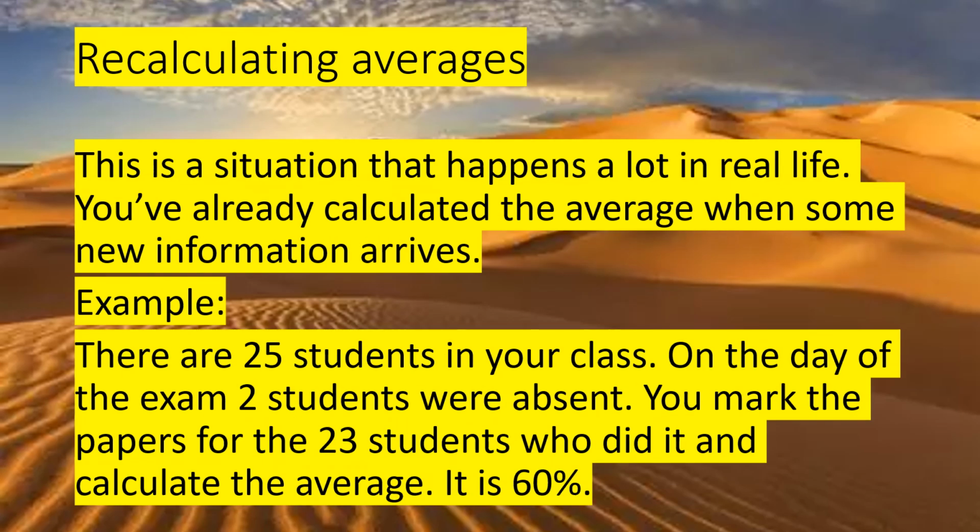Now we're going to look at recalculating averages. This is a situation that happens a lot in real life. You've already calculated the average when some new information arrives. So for example, there are 25 students in your class. On the day of the exam, 2 students were absent. You mark the papers for the 23 students who did it, and you calculate the average, and it is 60%.